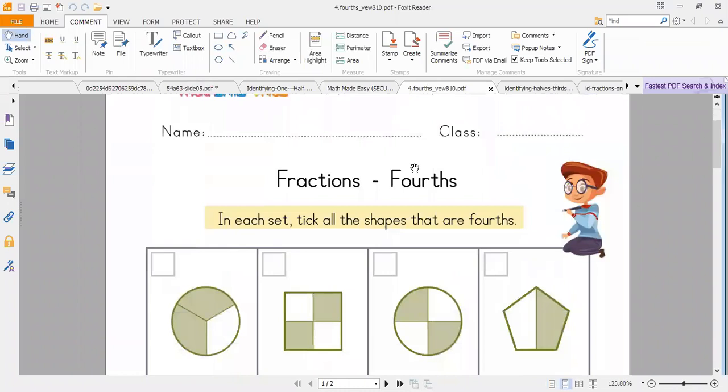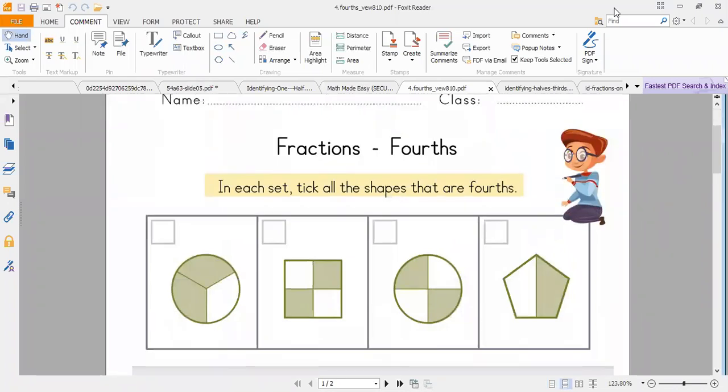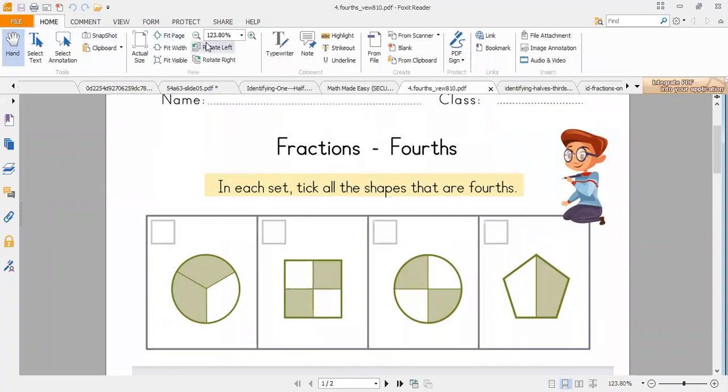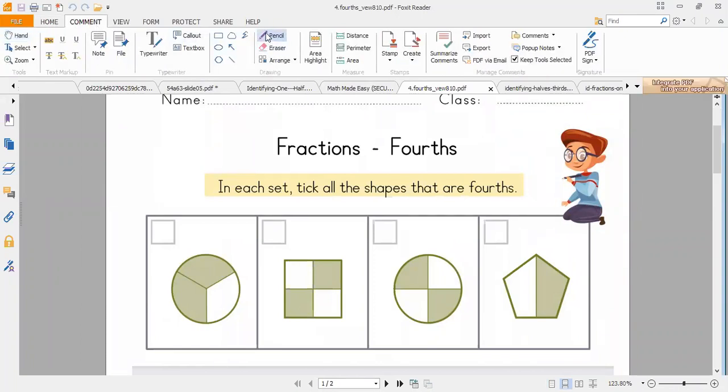Sheet 1. Yalla Malika, do you hear me? Yeah. In each set, take all the shapes that are fourths. That means choose the shapes that represent the fourths. Do you know what's the meaning of fourths? The fourths, okay, the same, but how many parts in the fourths?